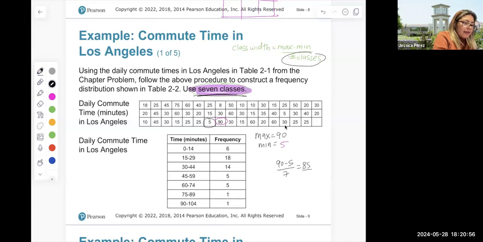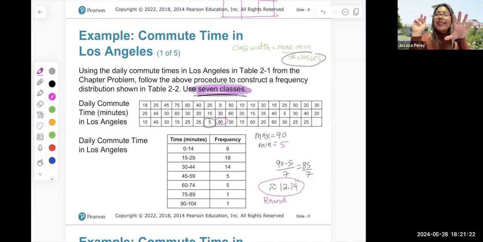We get 85 over 7. What happens when we divide 85 over 7? What do we get? So 85 divided by 7 is roughly 12.14. So what I'm going to do is round, because I want 7 classes, not 8 classes.